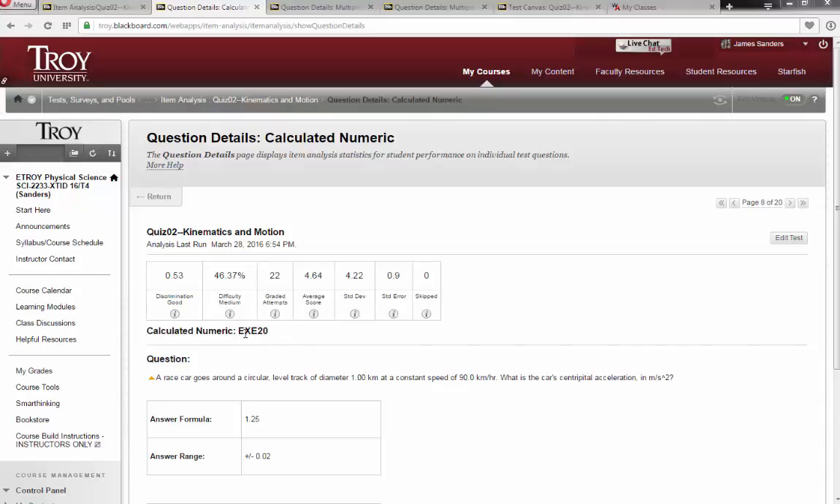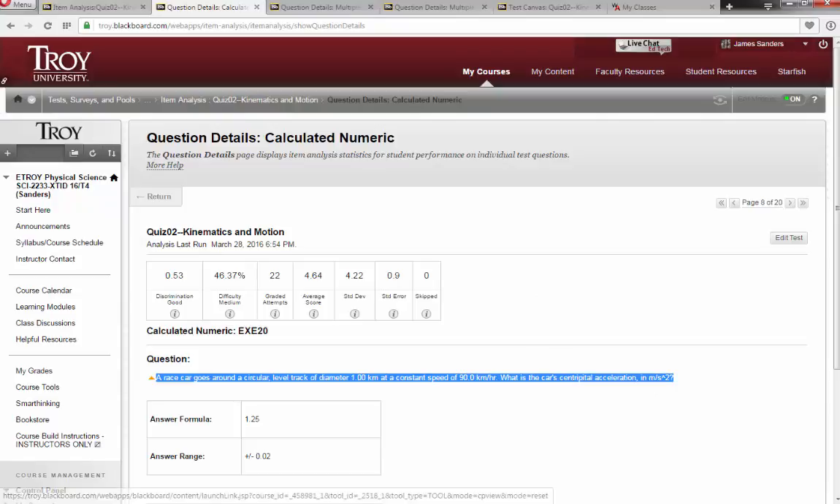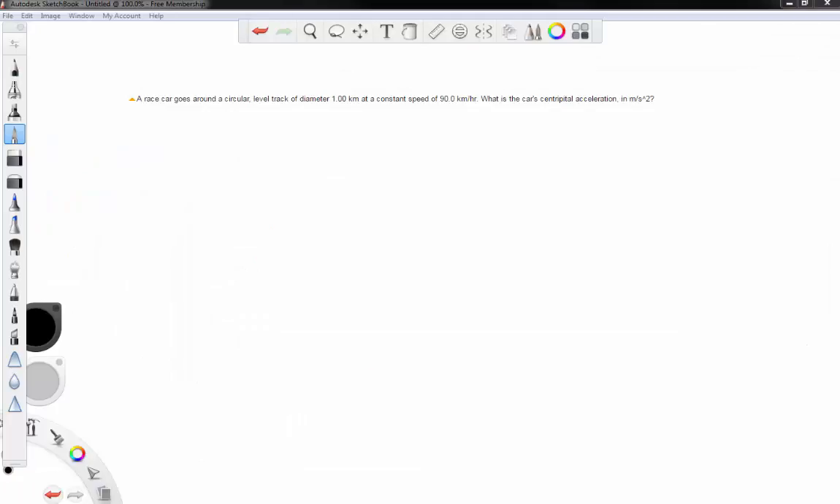That would stand for exercise 20, so it's the exercise 20 from your textbook. And the question basically is about the race car going around a circular level track whose diameter is 1 kilometer. And the car has a constant speed of 90 kilometers per hour. And we want to know what's the car's centripetal acceleration in meters per second squared.